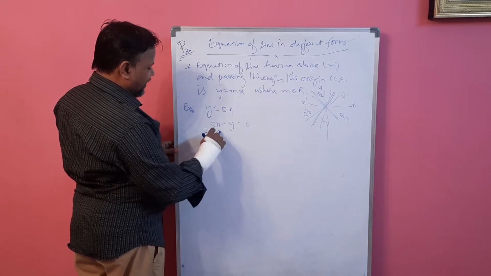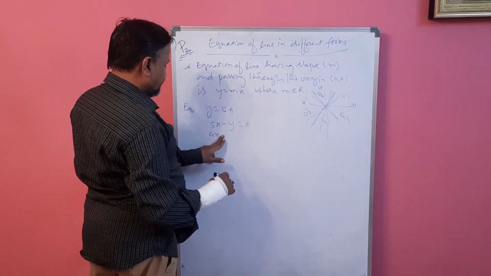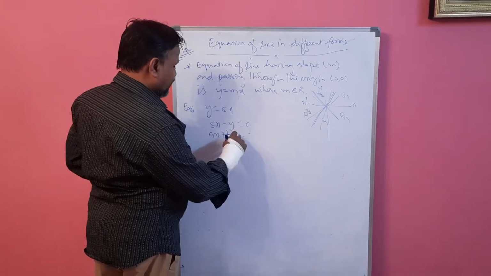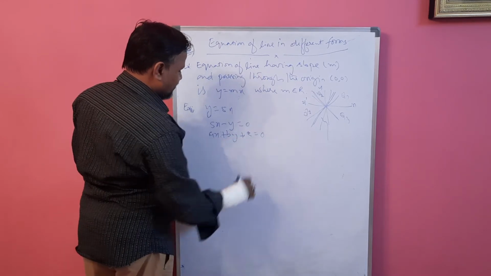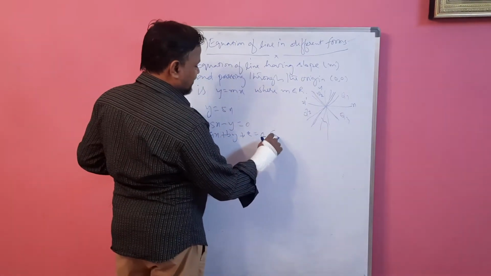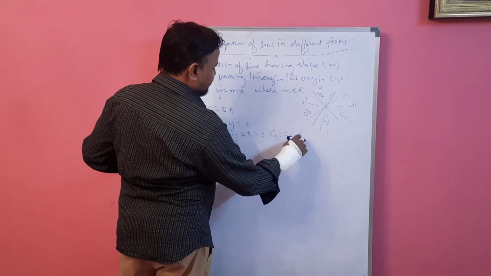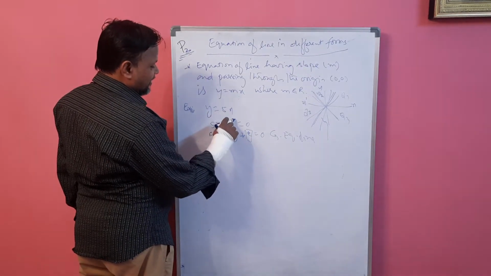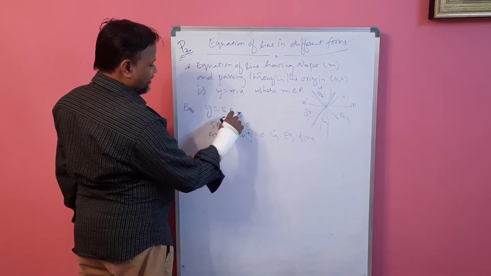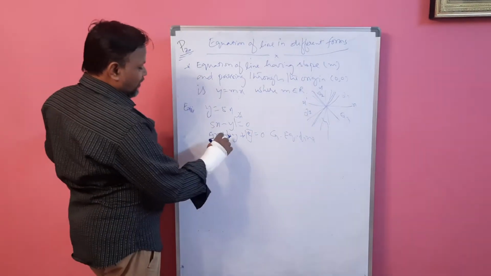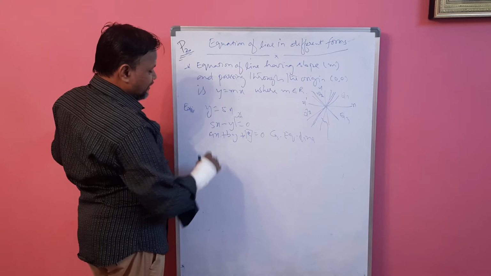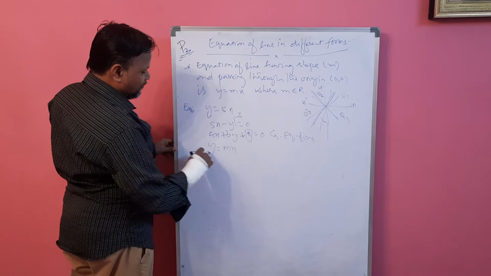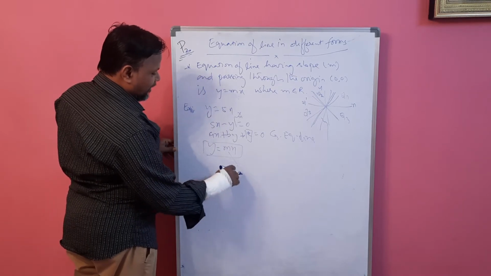The general equation is ax + by + c = 0. This is the general equation of a line. In this one, this term is not there; here, no c is there. So a line which is present in this form, if we write it in y = mx form, this m is called the slope.